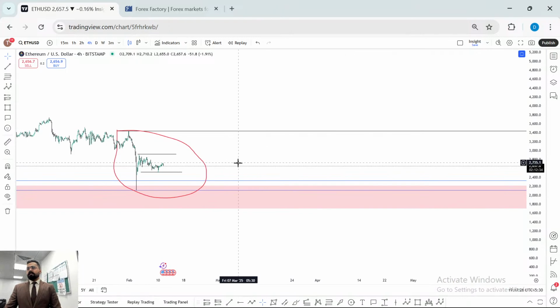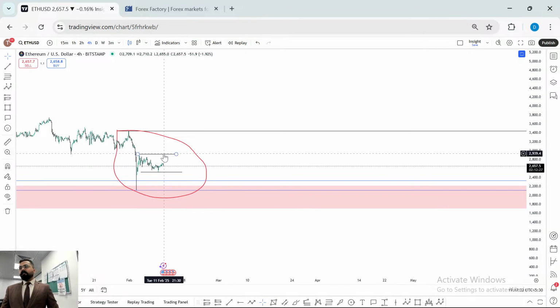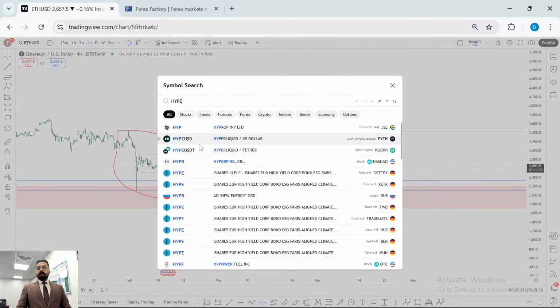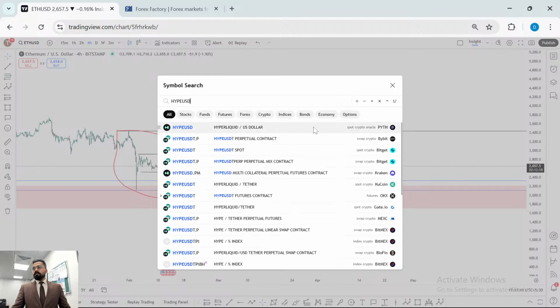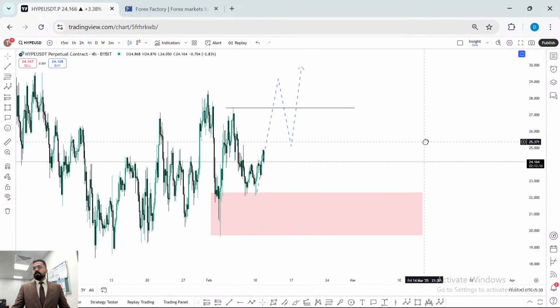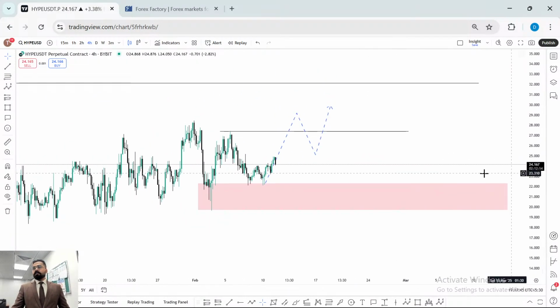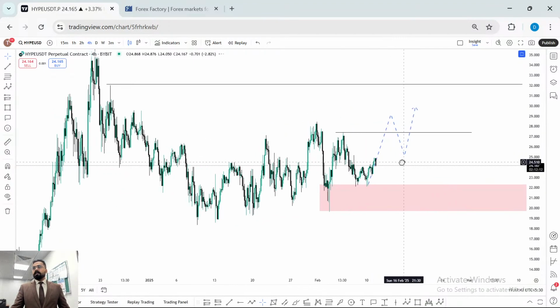If it has to go up, then definitely it has to break above this high and this high as well. So once it breaks this, then again we can plan an ABCD trade, right? Similarly for HYPE as well, HYPE I've already told you. We can wait for this scenario to happen. Again we can plan an ABCD trade.